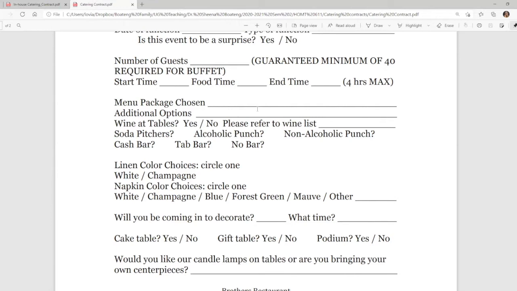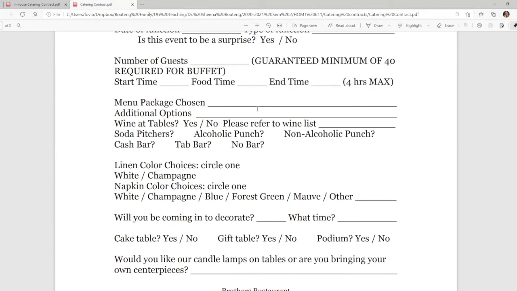So with a tab bar, you are not paying for it, but the event organizers have paid for a certain number of drinks for you. So as long as you have not consumed that number of drinks, your tab is open. As soon as you consume all the drinks, your tab is closed. Right? And then you should also indicate whether you want no bar at all.